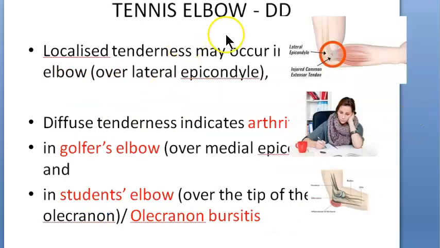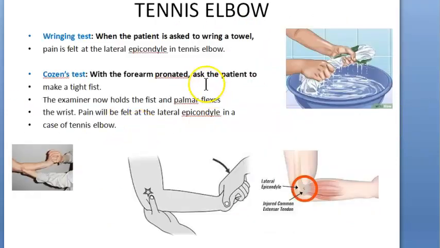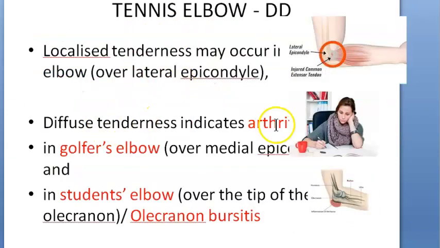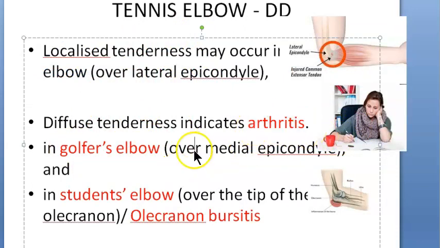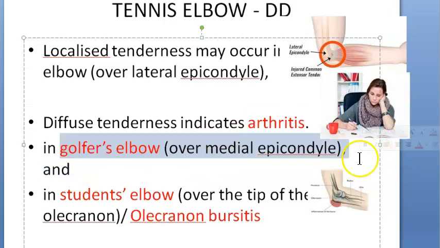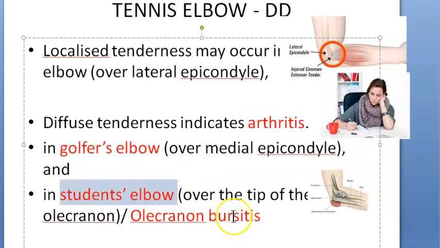So basically, what are the differential diagnoses that you can also write? It can be golfer's elbow, student's elbow. Golfer's elbow is something to do with the medial epicondyle. Student's elbow is because of always keeping the elbow on the table while writing. Olecranon bursitis also it can be. So these are the two DDs.